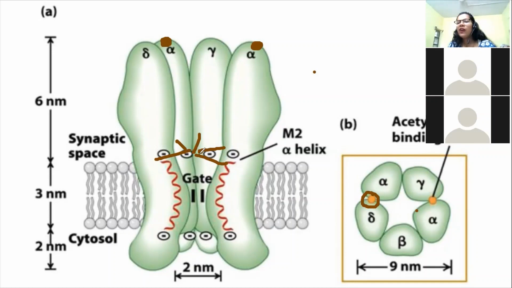So before binding of the ligand, it was closed because the central helices were present. Now, once the ligand has bound to this, it has rotated. Now the central cavity is free. So this is called the opening of the ligand receptor channel. Okay, Pallavi, now it's clear? Yes, ma'am.